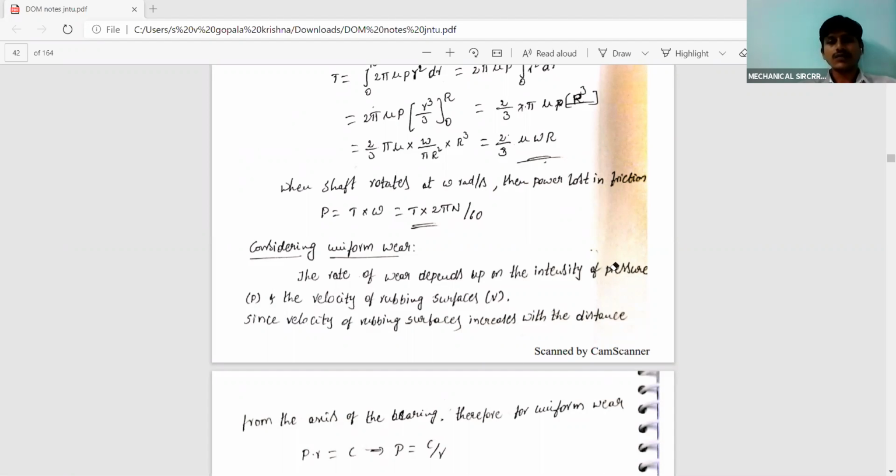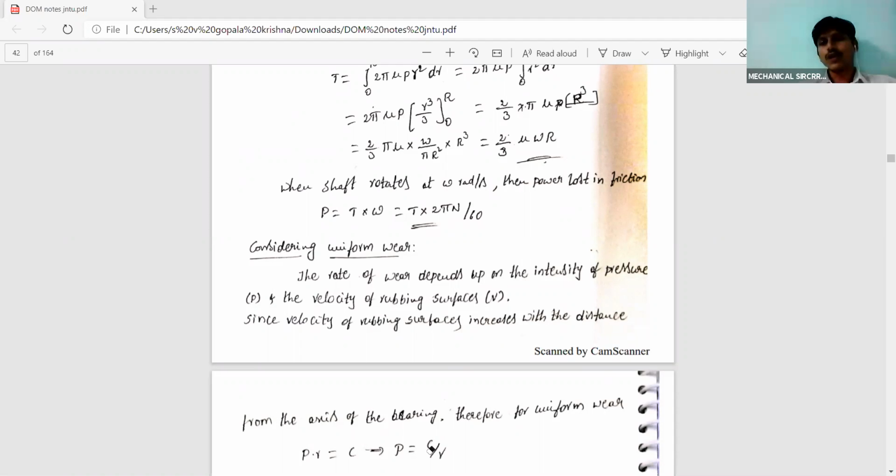So that depends upon the pressure into the velocity of rubbing. That is P into R. The velocity of rubbing surfaces increases with the distance from the axis of the bearing. So that condition is also followed: uniform wear. They may also write that PR equals C, a constant.